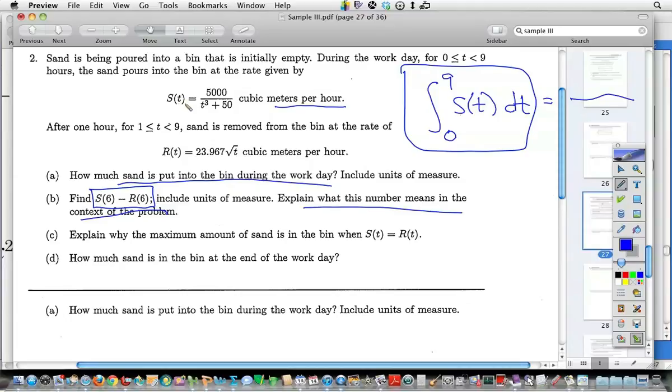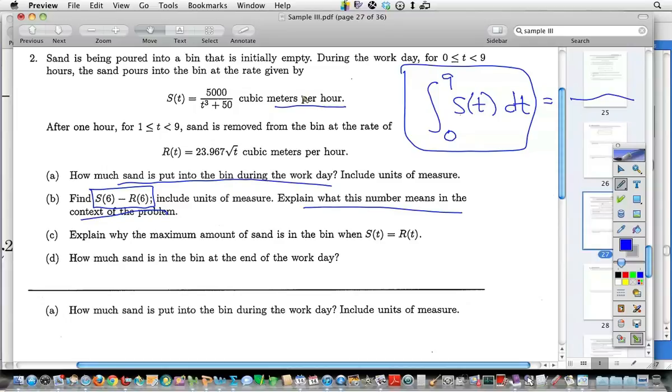Not how much. No, S is a rate. The rate that it's coming in at 6 hours. And R is the rate that it's going out at 6 hours. So what's S minus R? The net rate that it's changing.